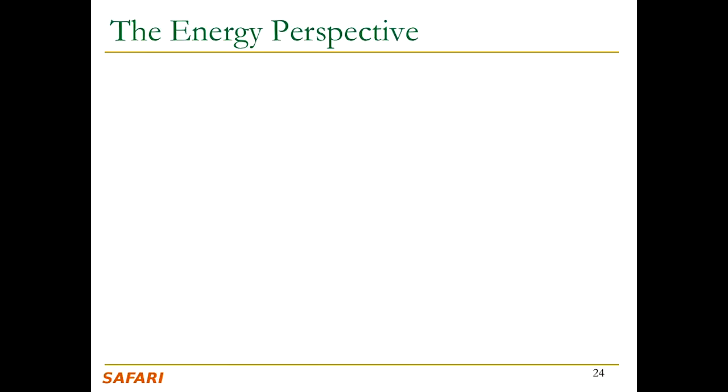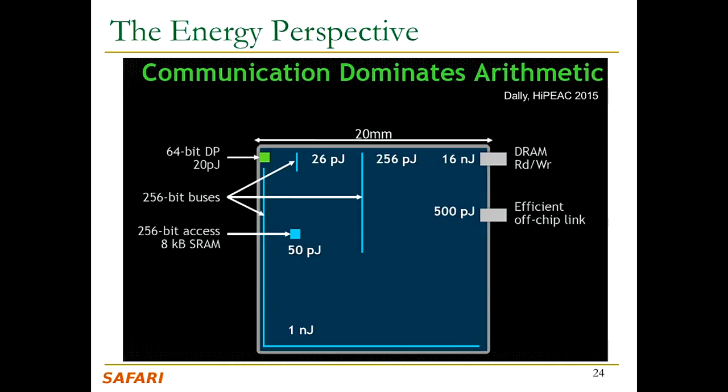Okay, so the second perspective is an energy perspective. That's important also. This is from Bill Dally's keynote at HiPEAC in 2015. This is some old technology parameters, but that's okay. Things have not changed as much since then. Let's focus on the energy cost of doing different things in a node. So this is the energy cost of a 256-bit access to an 8-kilobyte SRAM, for example. It costs 50 picojoules. What about a 64-bit double precision floating point operation? It costs 20 picojoules, with some technology assumptions, of course, informed from NVIDIA and so on.